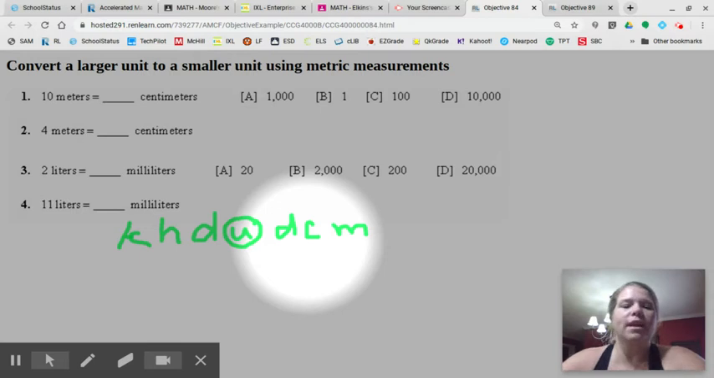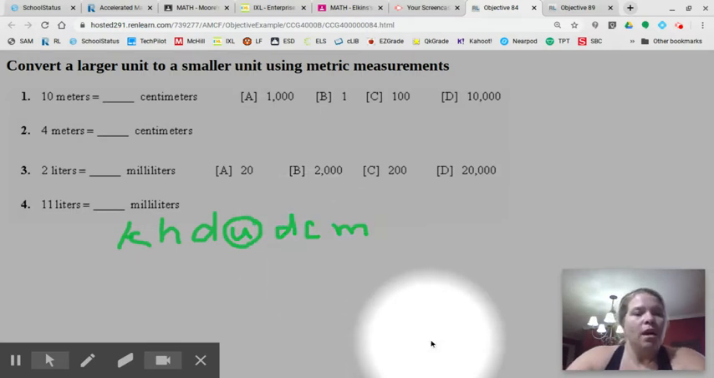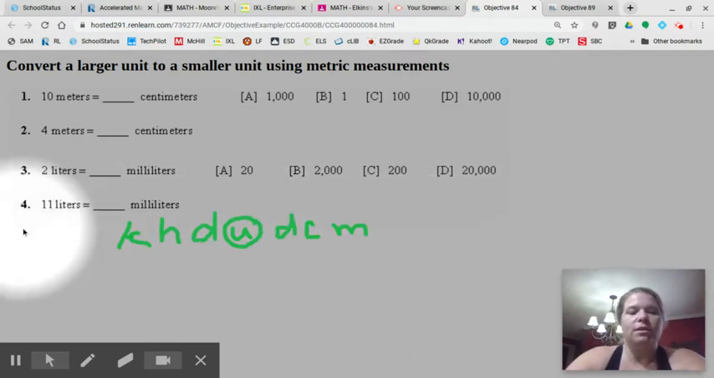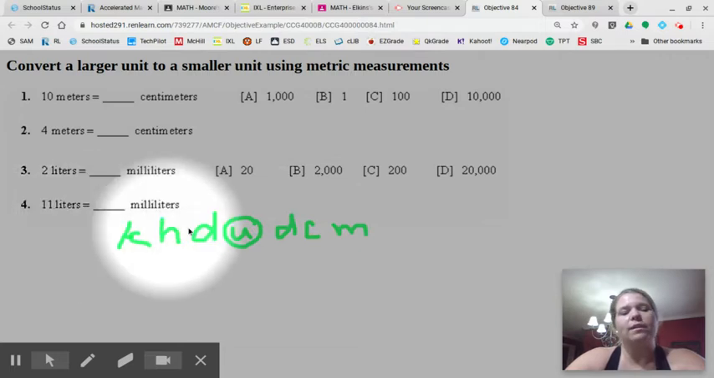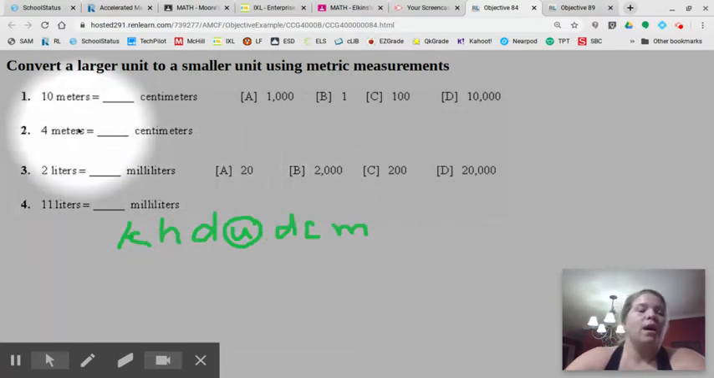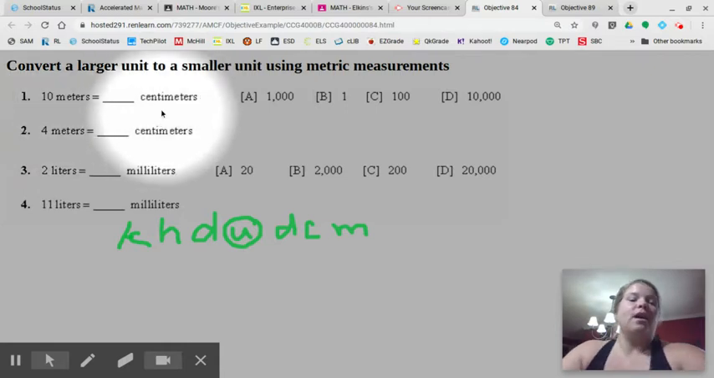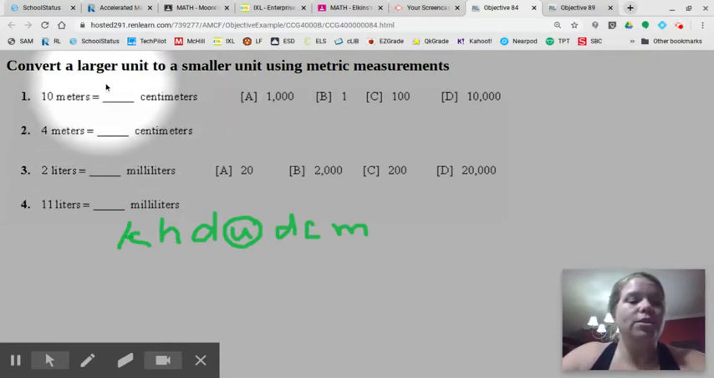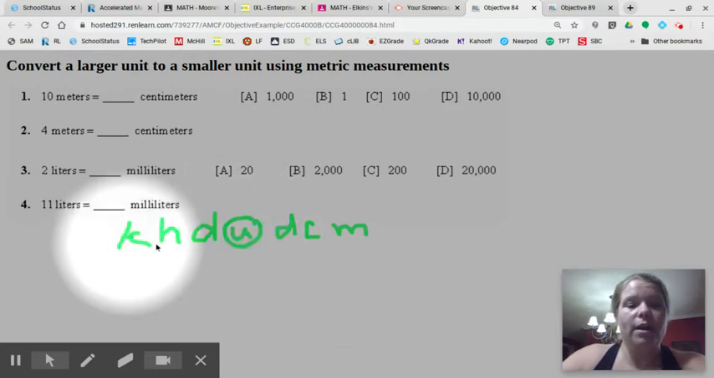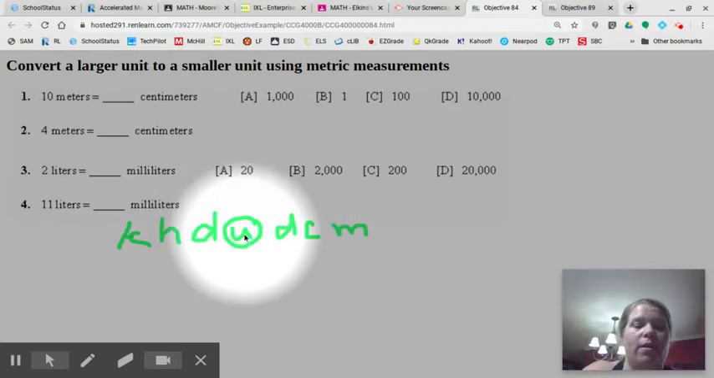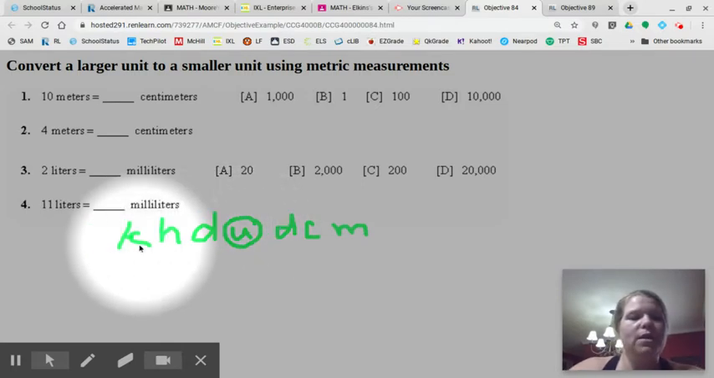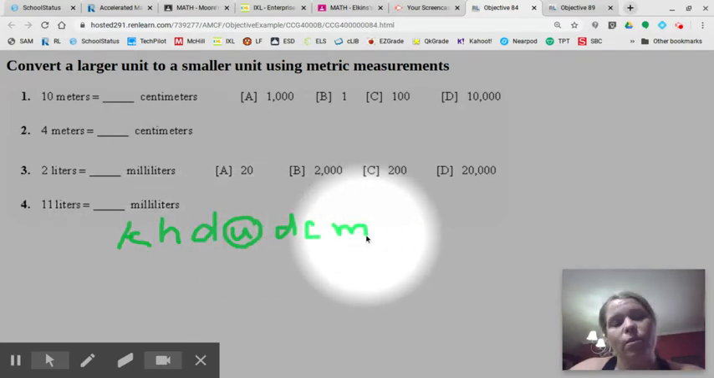All right, so let's take a look at this. Remember, in the metric system, it is as easy as moving a decimal. So let's look at number 1. 10 meters equals how many centimeters? If you're confused as to which one is larger, just take a look at our chart right here. So in the middle, think about your base units, where we start. If we move to the left, we're getting larger. If we move to the right, we're getting smaller.